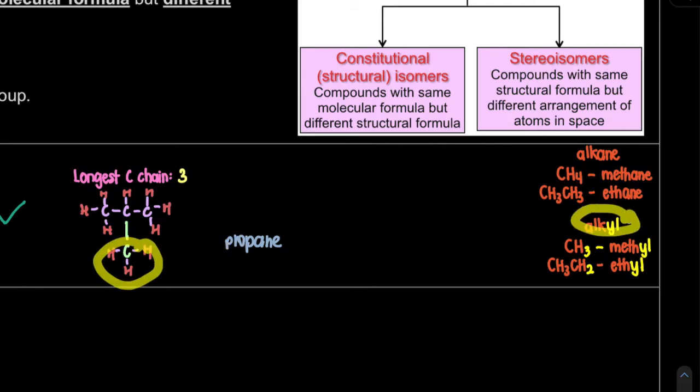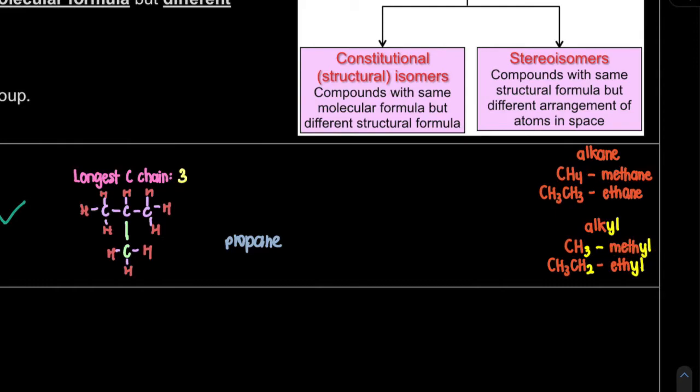The alkyl is based on the alkane, but we minus 1 hydrogen. So if the alkane is CH4, we call it methane. For the alkyl group, it will be CH3 because the hydrogen is minus 1. The name will be methyl.